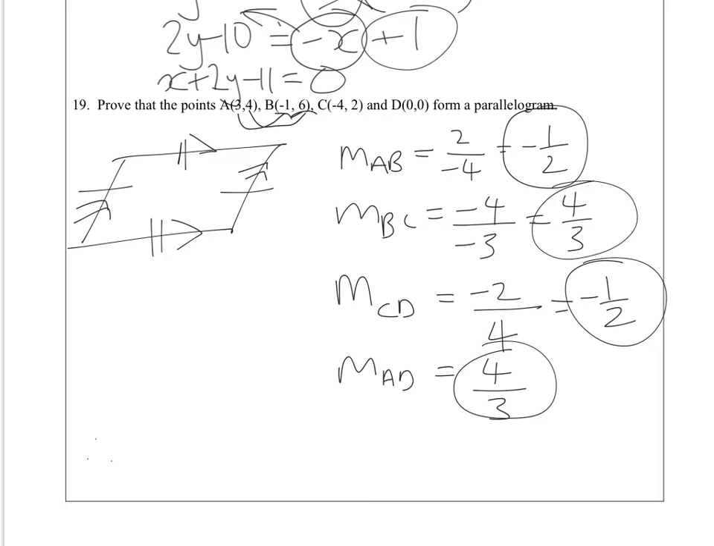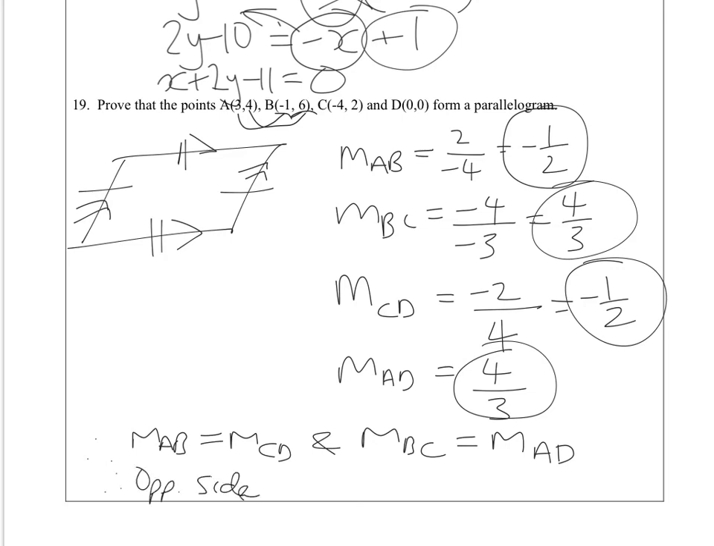So therefore, the gradient of AB is equal to the gradient of CD, and the gradient of BC is equal to the gradient of AD. Therefore, opposite sides are parallel. Therefore, it's a parallelogram.